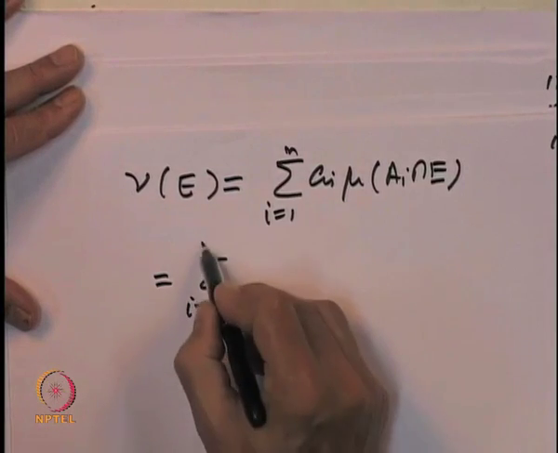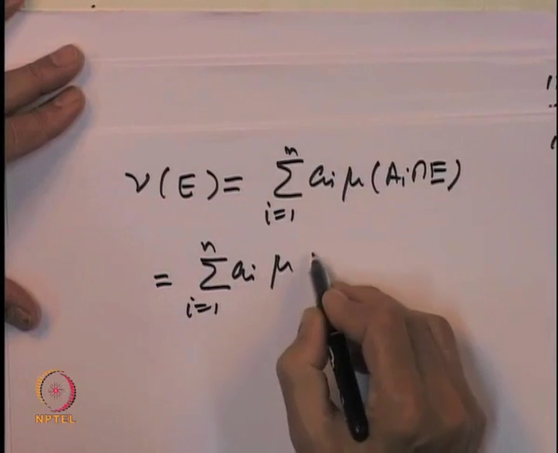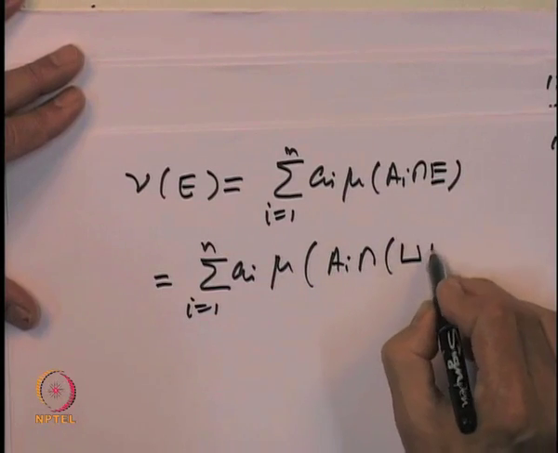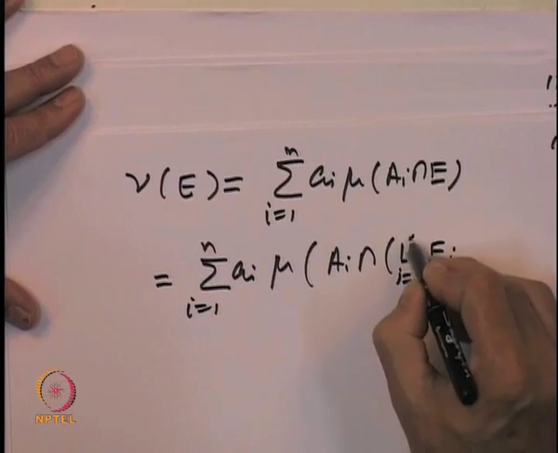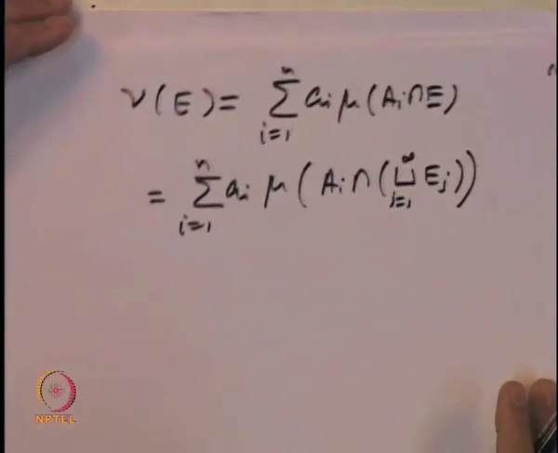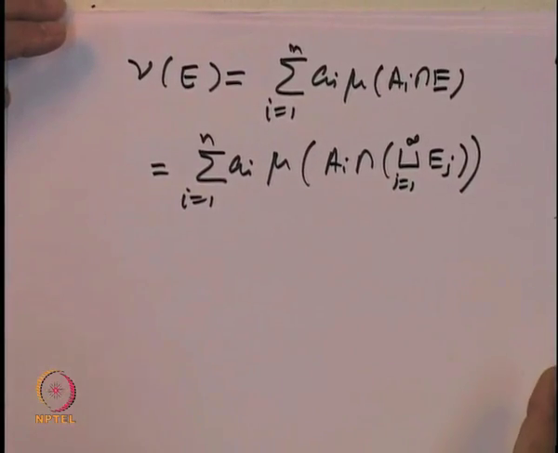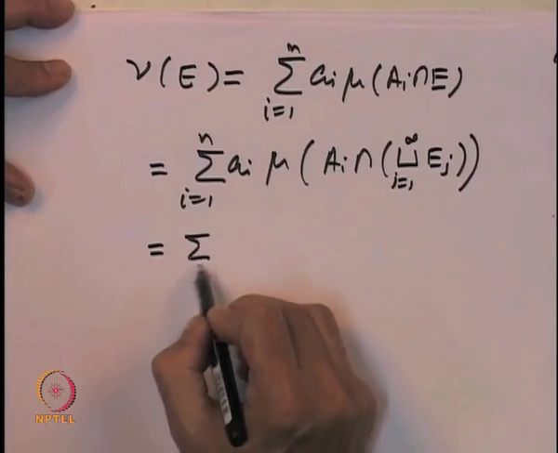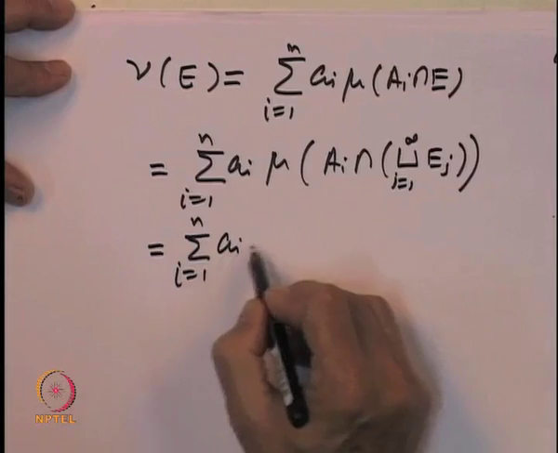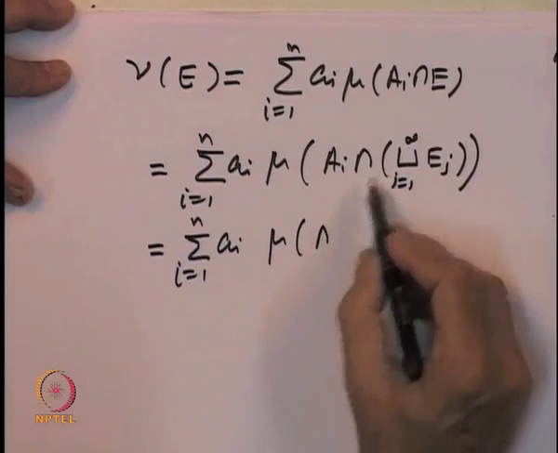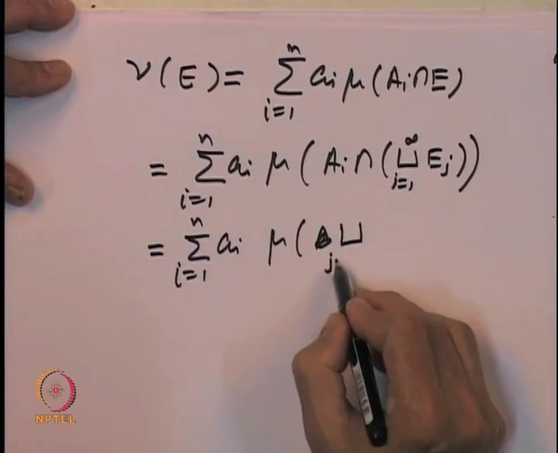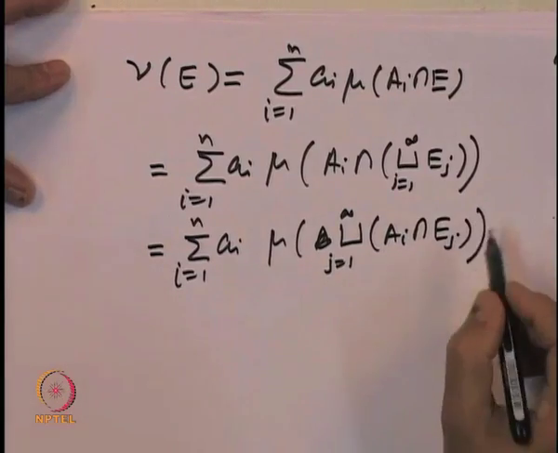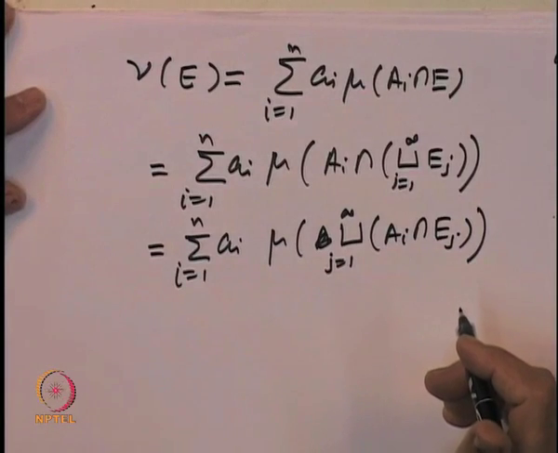So, it is summation i equal to 1 to n, a_i mu of a_i intersection the disjoint union E_j, j equal to 1 to infinity, right. That is by the fact that E is a disjoint union of E_j's. Then we can write it as summation i equal to 1 to n a_i mu of the disjoint union over j from 1 to infinity of a_i intersection E_j, by the distributive property of intersection over union.